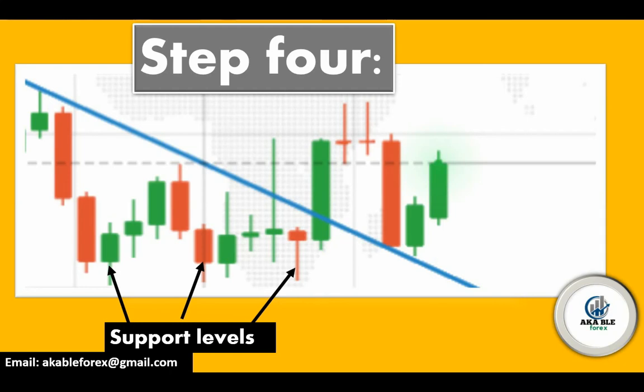This will ensure that if there is a bearish move, it will hit the last point of support and make a bullish move upward again. So at this level, we now identify the support level.